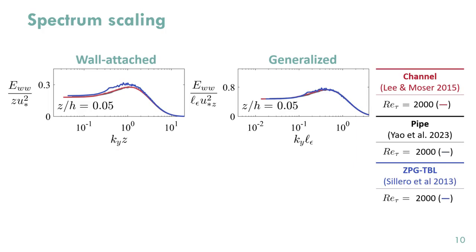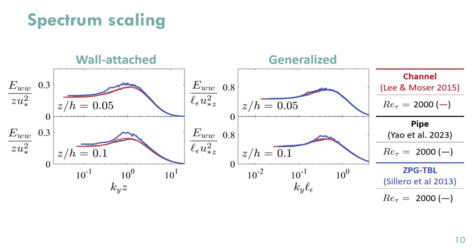Looking at a fixed height of 5% of the boundary layer depth across the three different flow configurations, you see that the generalized scaling does a much better job of characterizing and describing what the energy and wave number of the peak is going to be compared to the wall-attached scaling. And so this generalized scaling is going to help to explain some of the differences that we're getting in the variance statistics that come from integrating across all of the scales in the spectrum.